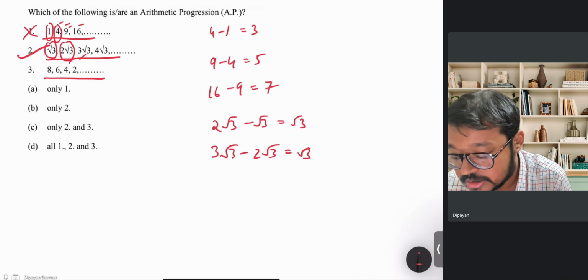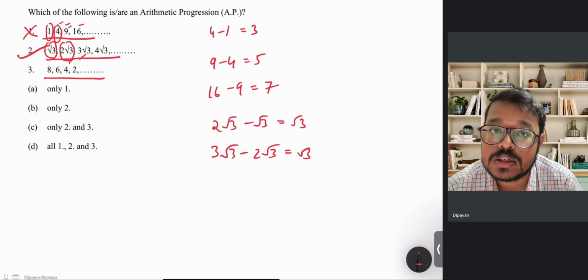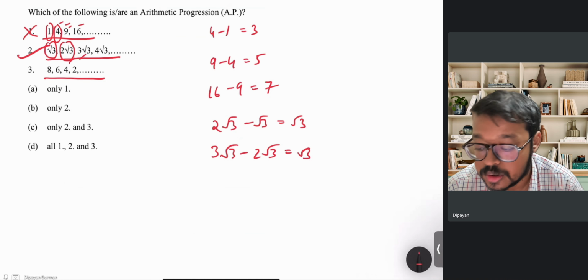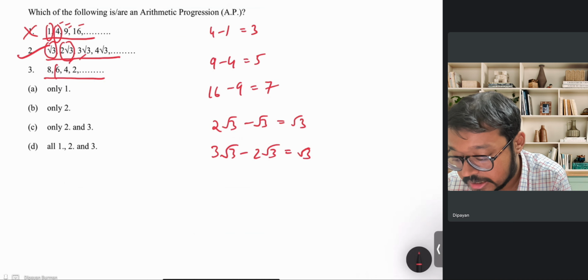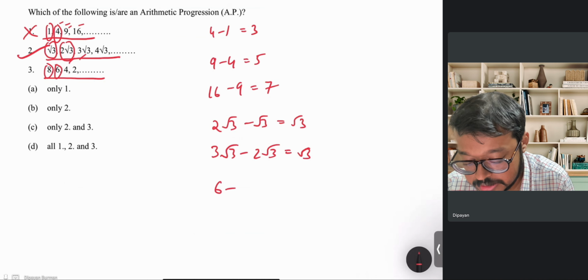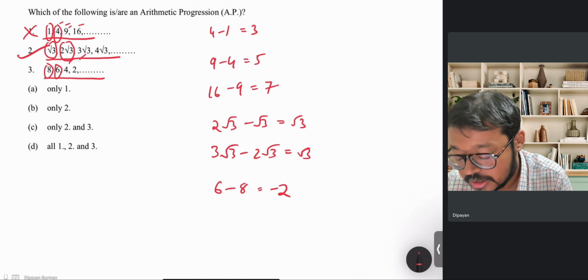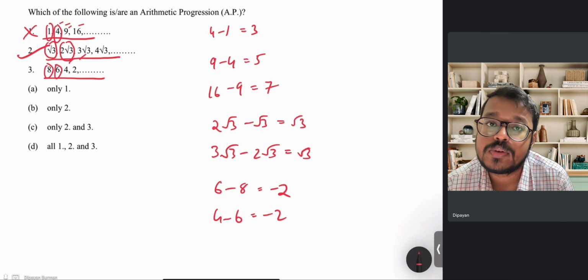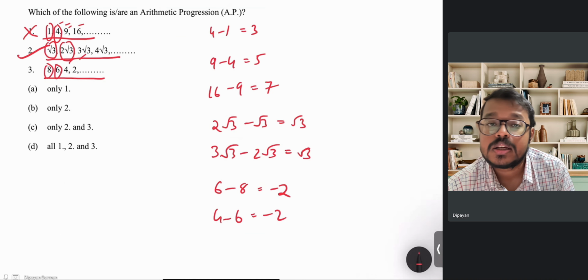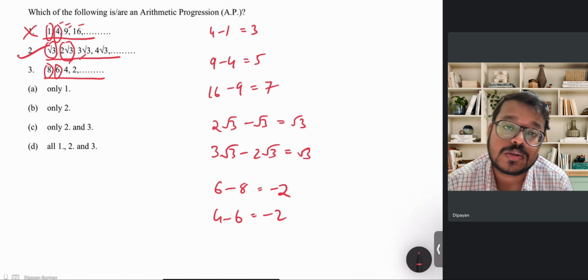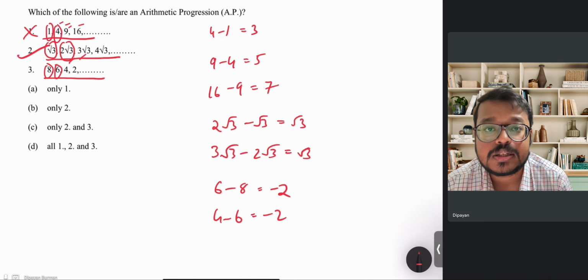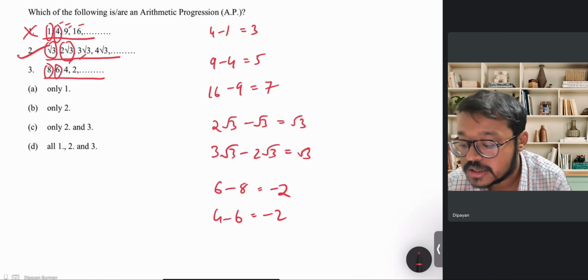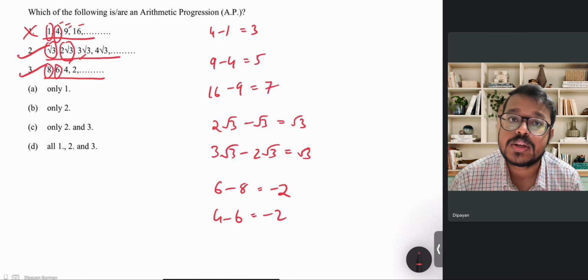Now let's look at the third series, 8, 6, 4 and 2. So the numbers are getting smaller here. So if I look at the second number minus the first number, 6 minus 8 is minus 2. Then 4 minus 6 is again minus 2. And 2 minus 4 is again minus 2. So I can say that the common difference here is minus 2. It's negative. But I can still say that the third series is also an AP.